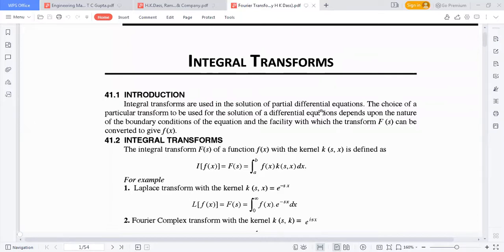So the integral transform is actually used for solving partial differential equations. You must know what partial differential equations are. We studied the wave equation, the equation of sound, the heat equation, and Laplace's equation. In solving these types of partial differential equations, we have to use the Fourier transform or an integral transform.